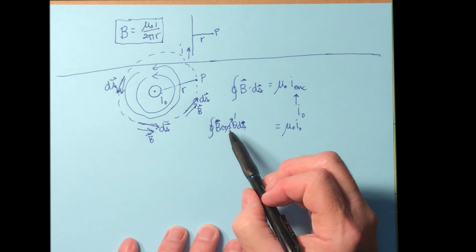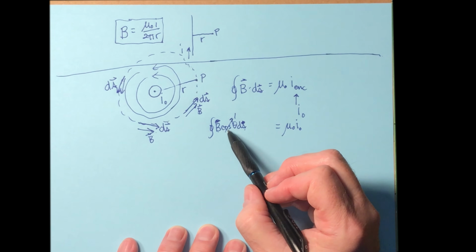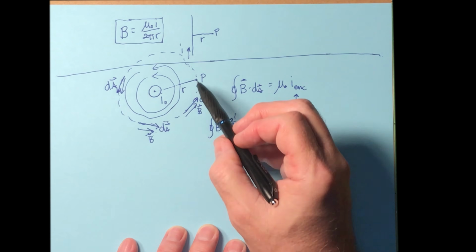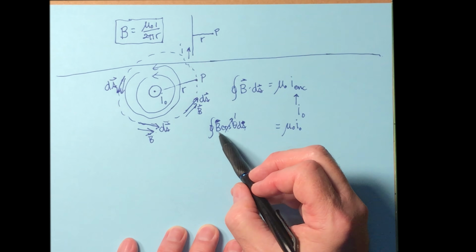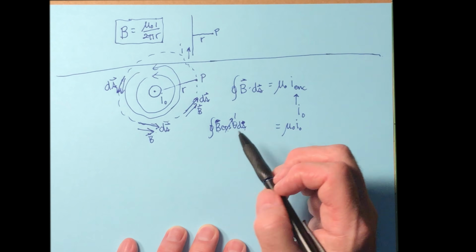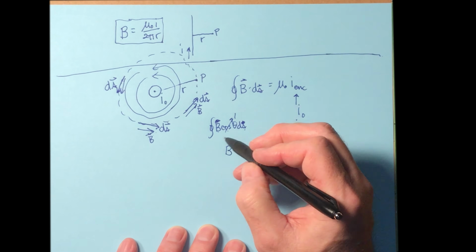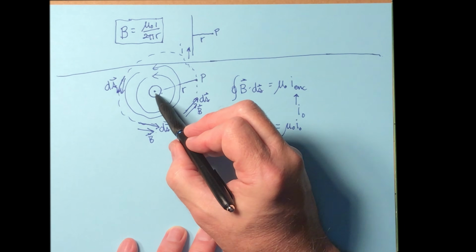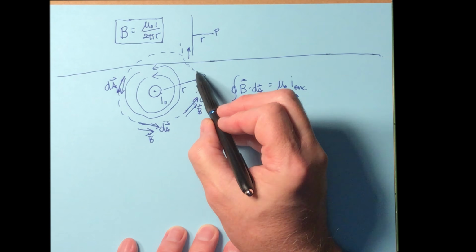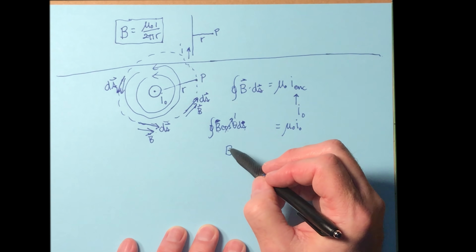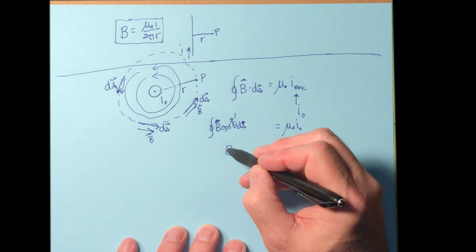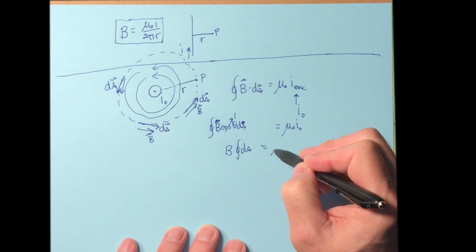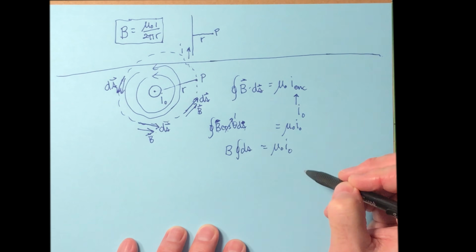Now, ask yourself the next question. Is B constant everywhere on my Amperian loop? If the answer is yes, then B is also a constant, and you can factor out B. And of course, in this case it is, because we're the same distance r away from the center everywhere on the Amperian loop, so B is a constant. So this leaves B closed integral ds is equal to mu naught I naught.